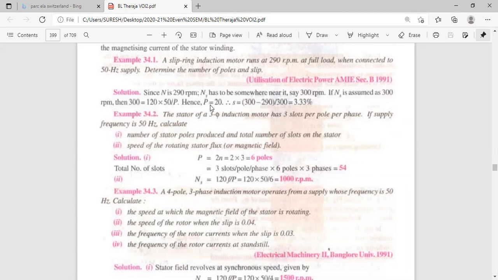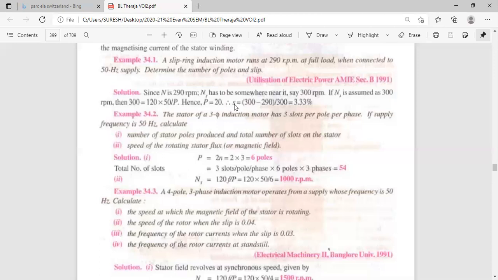Poles means north pole, south pole, north pole, south pole. Like this, 20 poles they are using. North pole is 1, south pole is 1. Like this, 20 poles they are using in this three-phase slip ring induction motor. From this formula, we calculated P. And what else is he asking? Determine number of poles and slip.